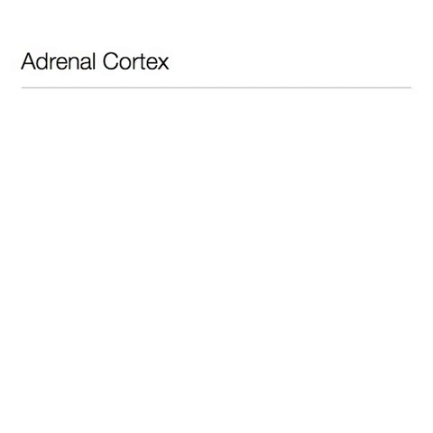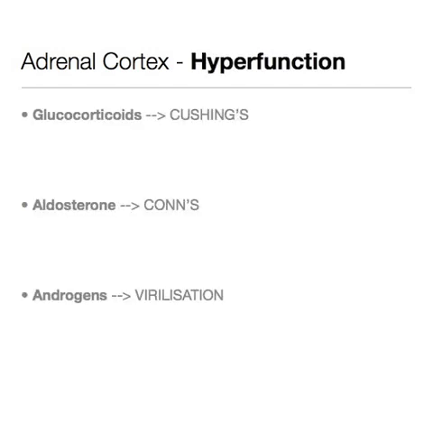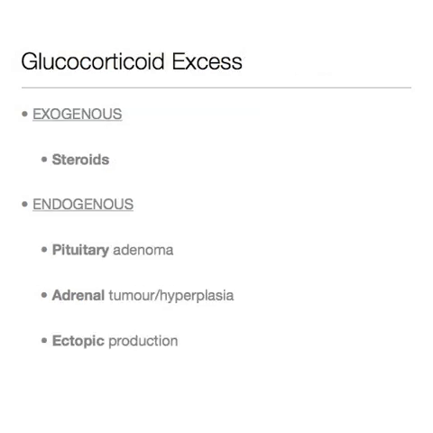So now I'm going to consider the pathology of the cortex. As before, we can divide the pathologies up into ones where there is hyperfunction, hypofunction, and neoplasms. So first, hyperfunction. In hyperfunction, we may have excess glucocorticoids causing Cushing's syndrome, excess aldosterone causing hyperaldosteronism, or excess androgens causing virilizing syndromes. Excess glucocorticoids can be caused by either exogenous things or endogenous things.